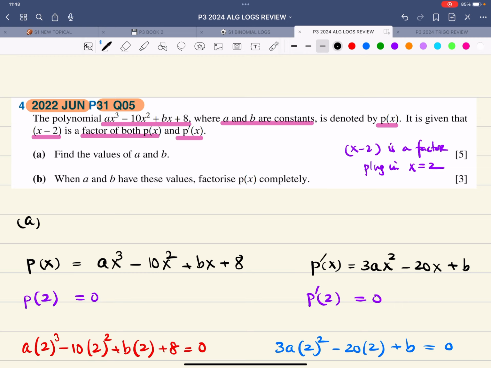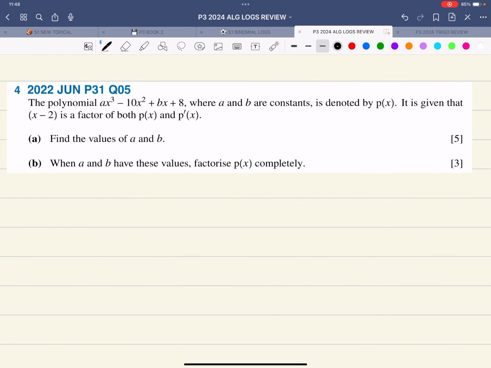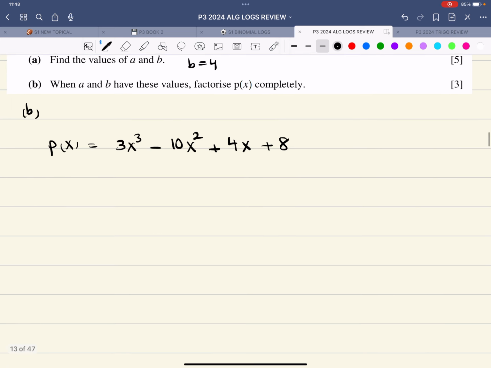When a and b have these values, factorize fx completely. Now let me go to the next page. So when a and b have these values, we know that a is 3, b is 4. Therefore, px for part b equals 3x cube minus 10x square plus 4x plus 8. That is the cubic polynomial. And x minus 2 is a factor.